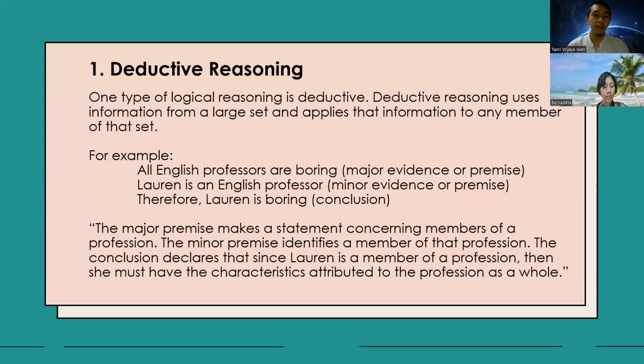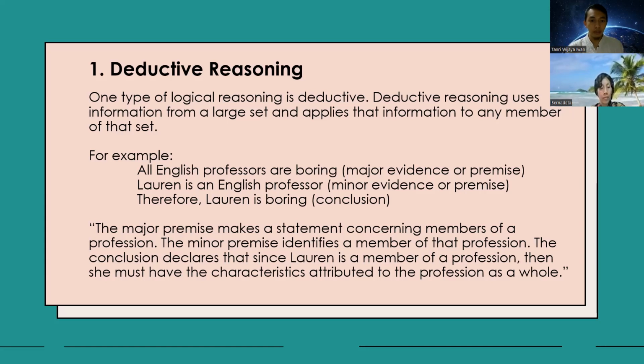Okay, let's take a look at this example here. As you can see, the first kind of logic is formal, but formal logic only consists of deductive reasoning, and the second, informal logic, can include both deductive reasoning and inductive reasoning. Deductive reasoning is the type of logical reasoning that uses information from a large set and applies that information to any member of that set. For example, all English professors are boring. This is the major evidence, or what you call a premise, proposition. Lauren is an English professor. So it comes from the large set and applies that information to a member of that set.